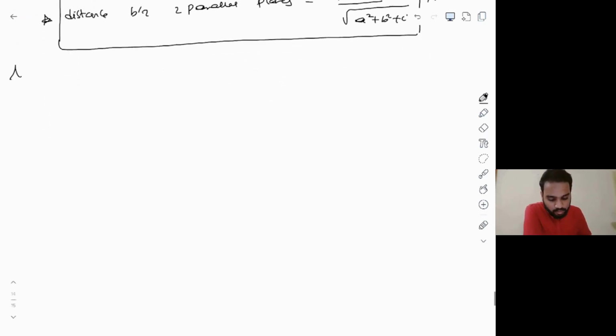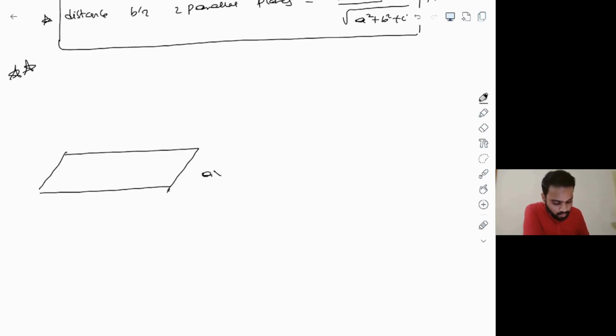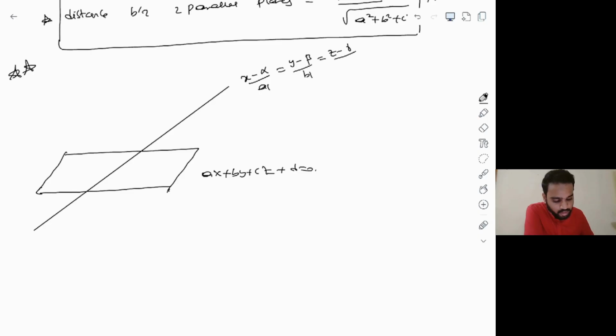Next important thing, this is also one of the most important things. For example, let me take a plane here whose equation is ax plus by plus cz plus d is equal to 0. Now, there is a straight line, something like this. Let me take the straight line as x minus alpha divided by a1 is equal to y minus beta divided by b1 is equal to z minus gamma divided by c1. Now the concept is to find out the angle between the line and the plane.